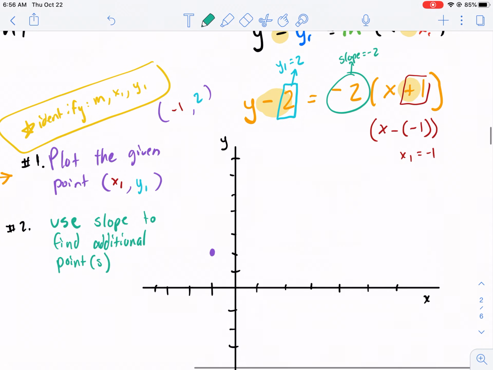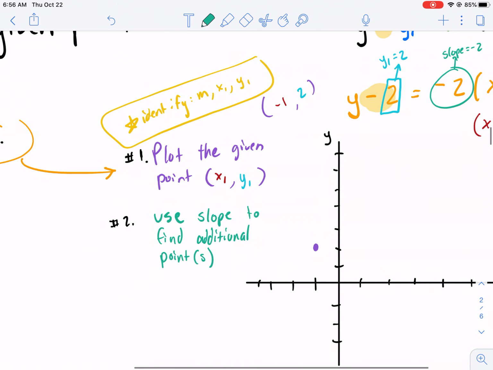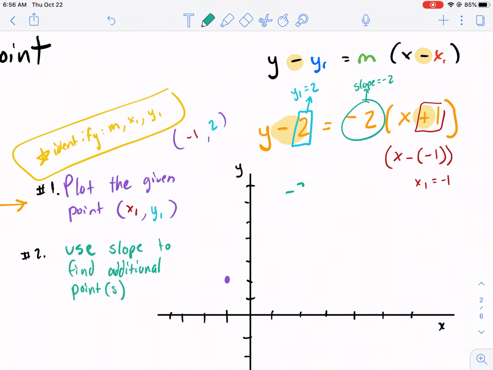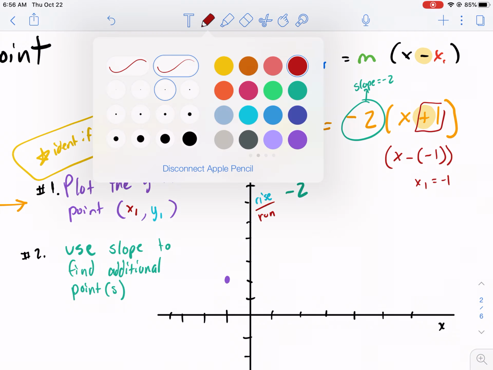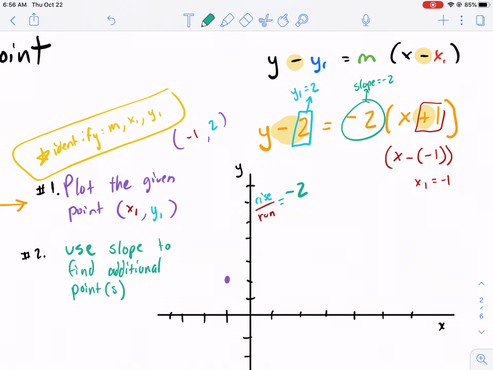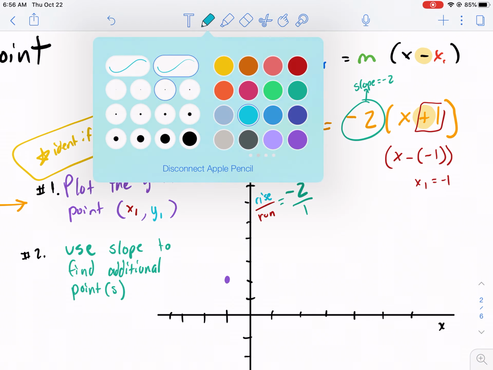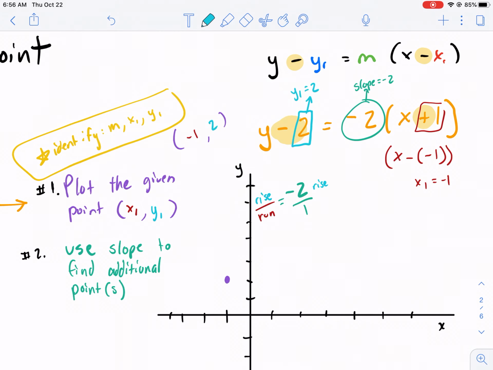So now, where am I going? I got to use my slope. My slope is -2. How do I know what my rise and run is for -2? There's my slope, there's my rise, and this is my run. What's my rise and run when it's expressed this way? Well, I can always just put it over 1 to make it into a fraction. And now I know my rise is -2, and I know my run is +1.